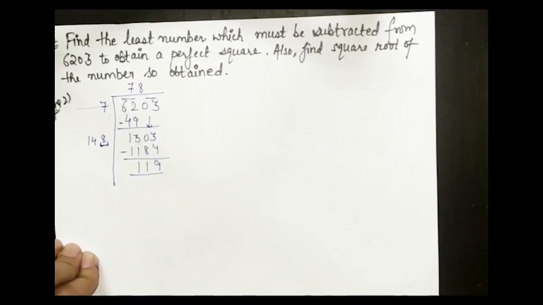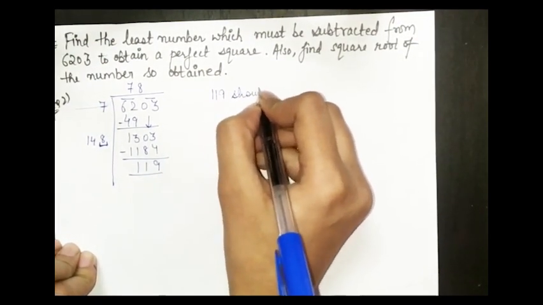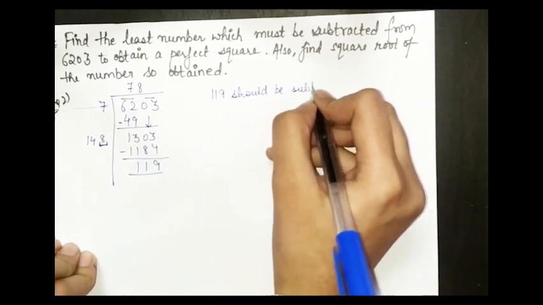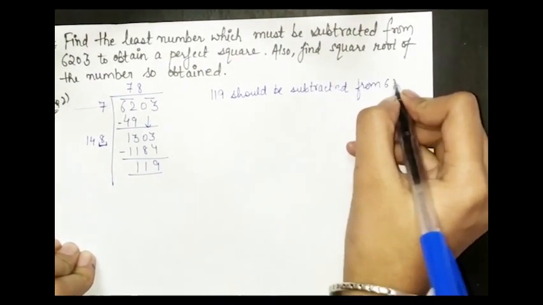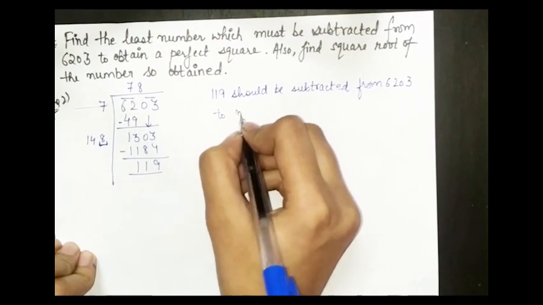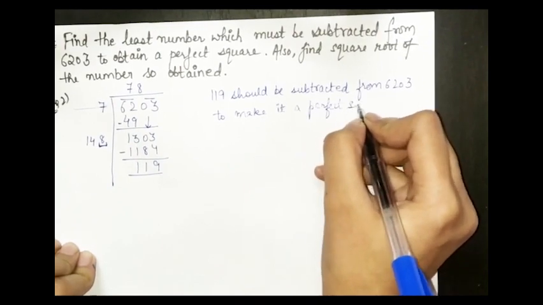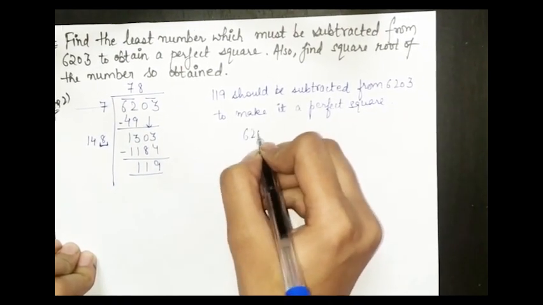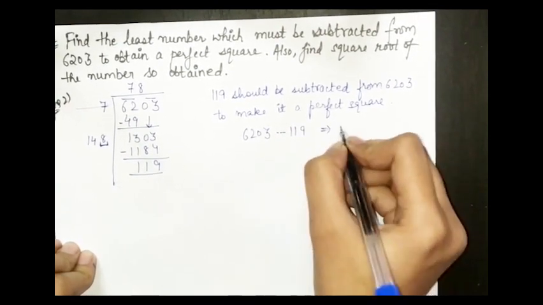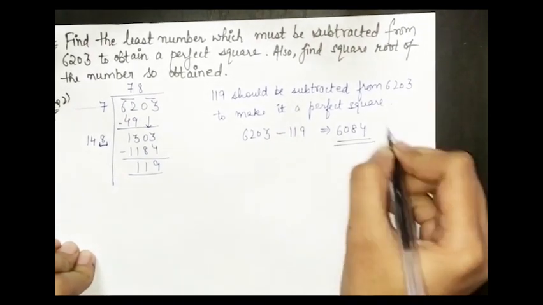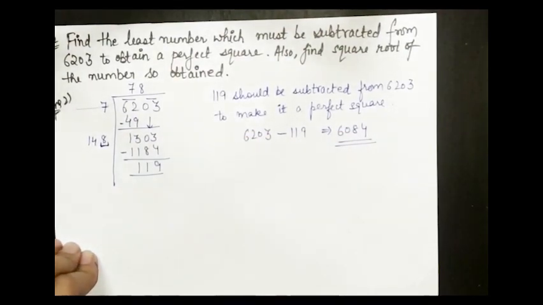So you have to write like this, that 119 should be subtracted from 6203 to make it a perfect square. You have to show this also. 6203 minus 119, that will be 6084, means this is the new number, and then we have to find the square root of this number, similarly by doing long division only.